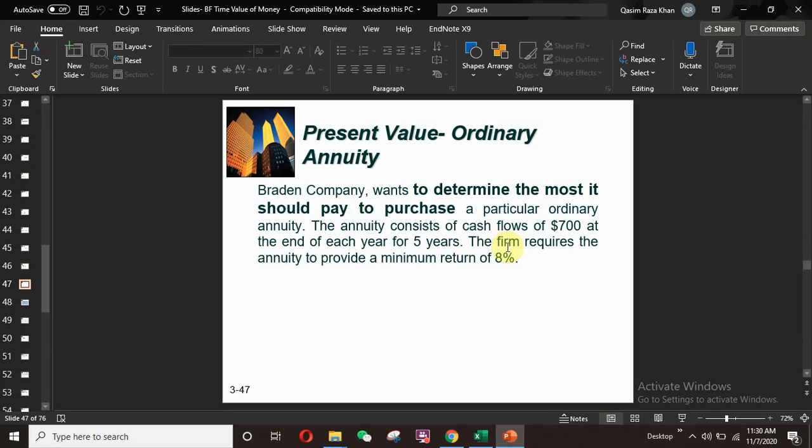So some information we find here is that Bread and Company have an investment plan, and under this investment plan, Bread and Company will get 700 cash flows over the 5 years, and these cash flows give a return of 8%. So now Bread and Company wants to know how much they need to pay now to get these cash flow streams over the 5 years. So we want to know the minimum amount we need to pay if we are interested to earn these cash flows over the 5 years at a rate of return of 8%.